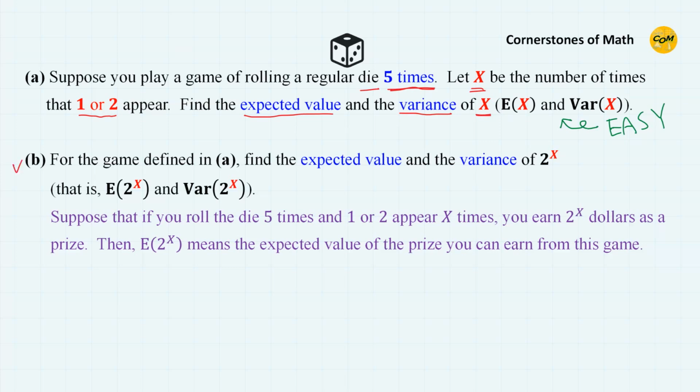What's interesting is this second problem. For the game defined in A, find the expected value and the variance of 2 to the power of x. Now some of you might wonder what this even means, so let me provide some supporting explanation. Suppose that if you roll the die 5 times and 1 or 2 appear x times, you earn 2 to the power of x dollars as a prize. Then the expected value of 2 to the power of x means the expected value of the prize you can earn from this game. Alright, now with these settled, let's solve these problems.